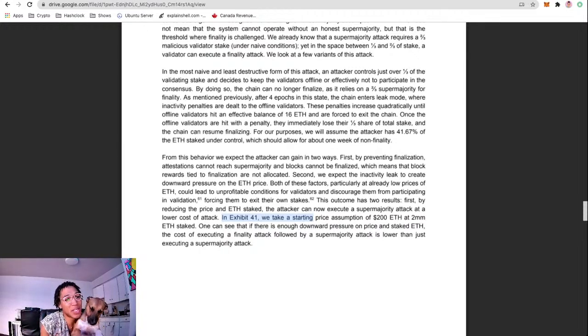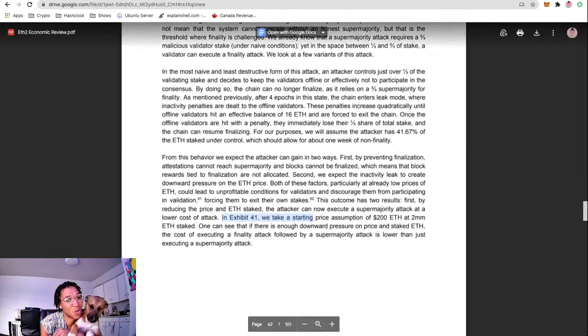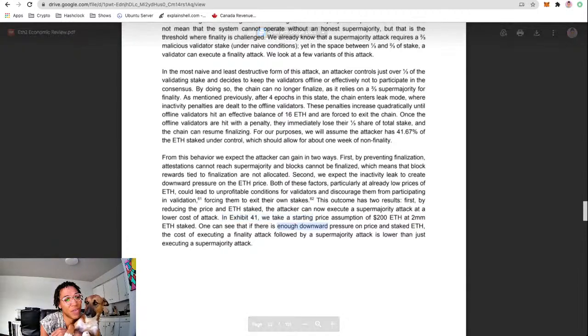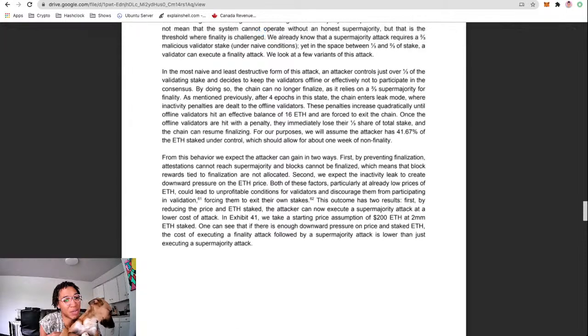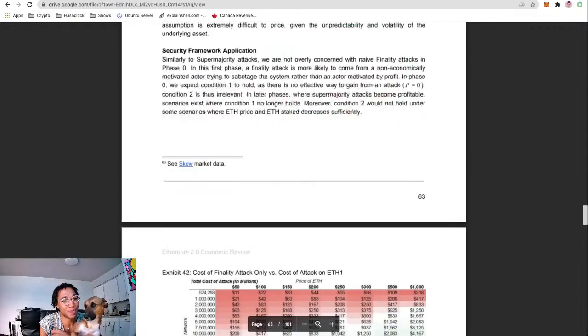In Exhibit 41, we take a starting price assumption of $200 ETH and 2 million ETH staked. One can see that if there's enough downward pressure on price of ETH staked, the cost of executing a finality attack followed by a supermajority attack is lower than just executing a supermajority attack.